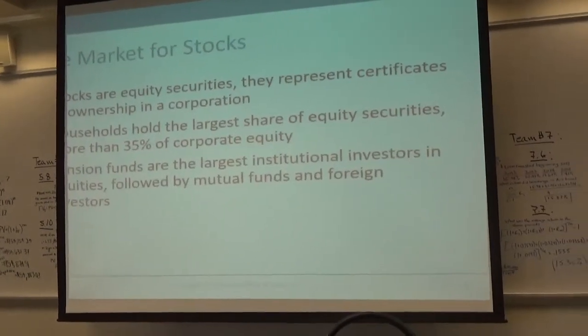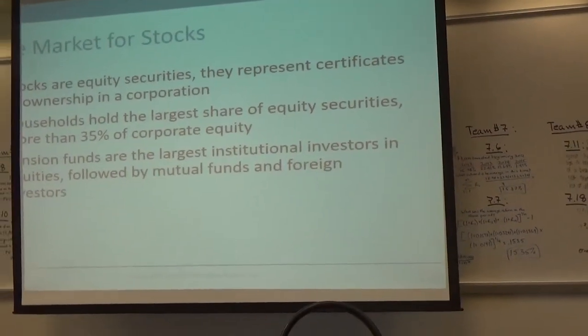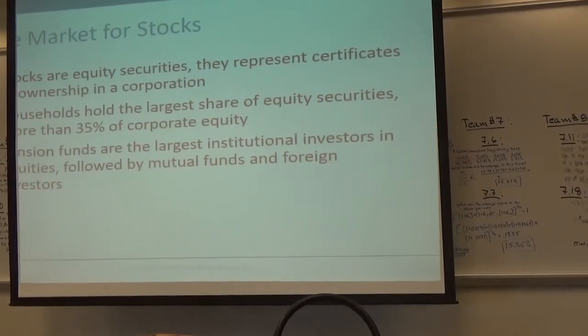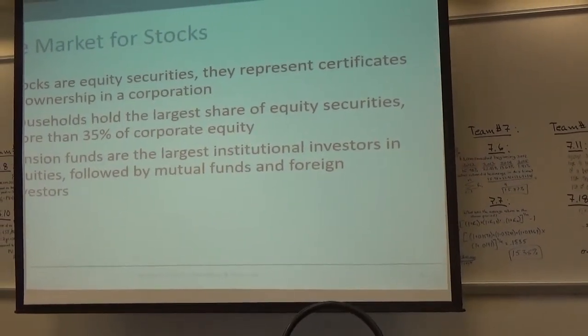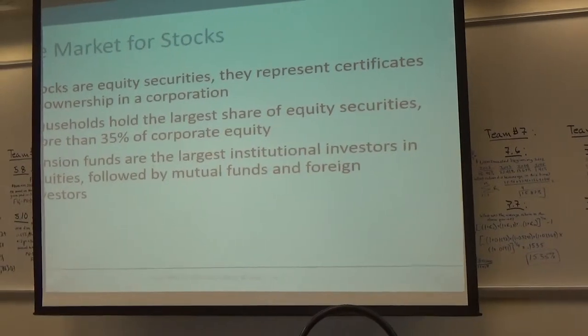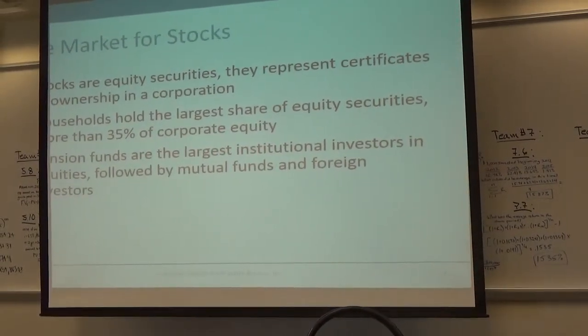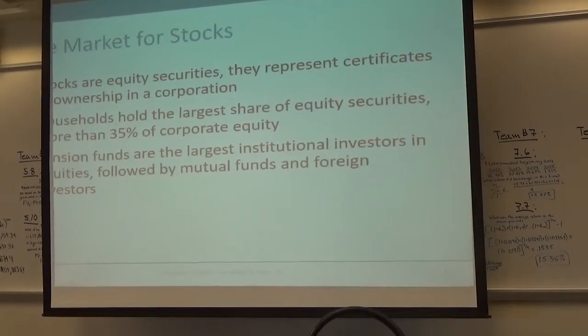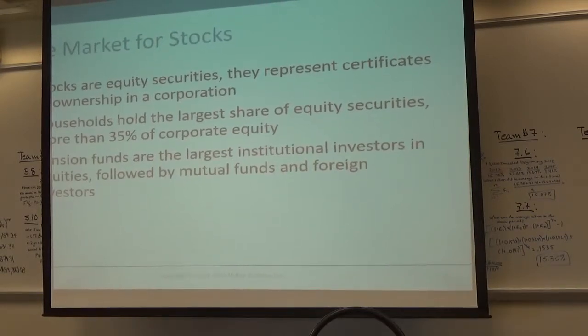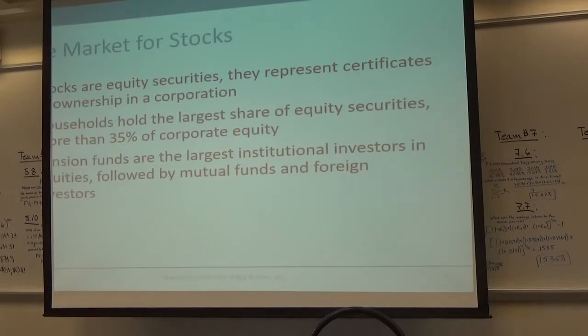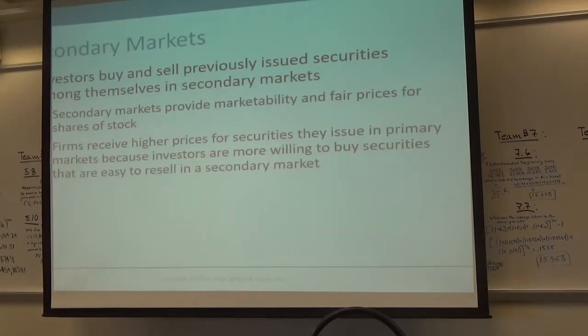The market for stocks. Stocks are equity securities, so they represent certificates of ownership in a corporation. Households hold the largest share of equity securities, more than 35% of corporate equity, so that's just people buying stocks. Pension funds are the largest institutional investors in equities, followed by mutual funds and foreign investors.